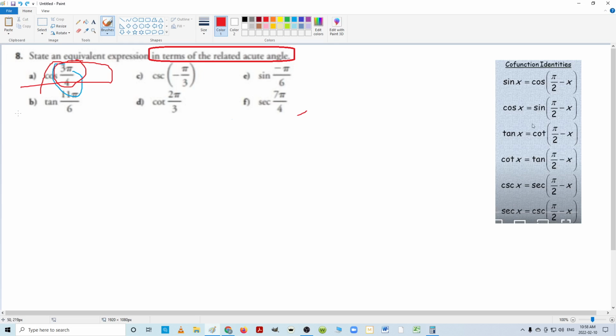So what about this next one? Tan. How do we do tan? We follow the same rules. What's our first step? Find the acute angle. Find out what quadrant this falls in.